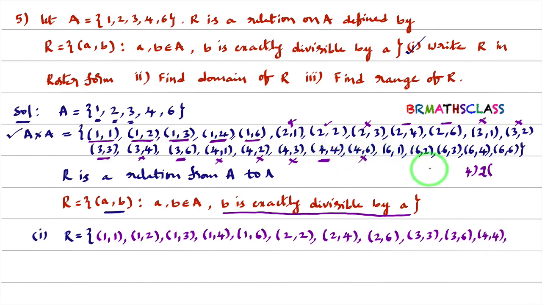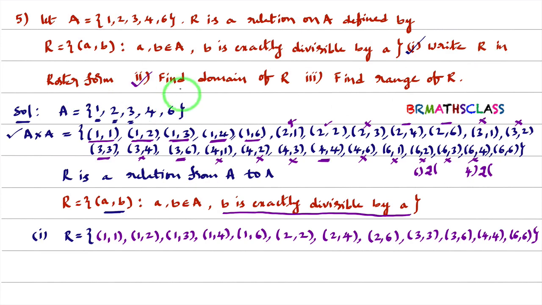Is 1 exactly divisible by 6? No. Is 2 exactly divisible by 6? No. Is 3 exactly divisible by 6? No. Is 4 exactly divisible by 6? No. Is 6 exactly divisible by 6? Yes, 6 is exactly divisible by 6. Now we completed the first bit in this question, write R in roster form.